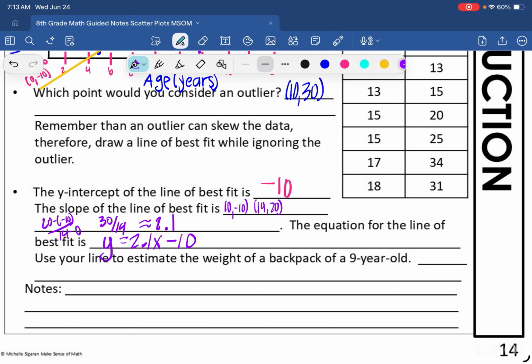Use your line to estimate the weight of a backpack of a 9-year-old. So let's substitute in 9. So 2.1 times 9 minus 10. And that looks to be about 8.9. So I can estimate the backpack of a 9-year-old to be about 8.9 pounds.